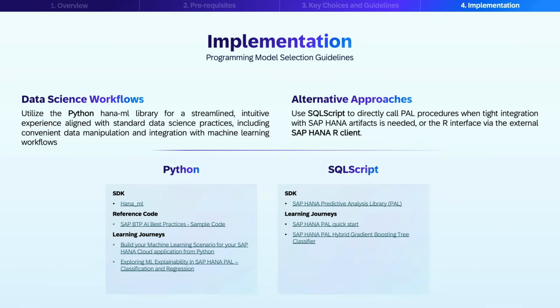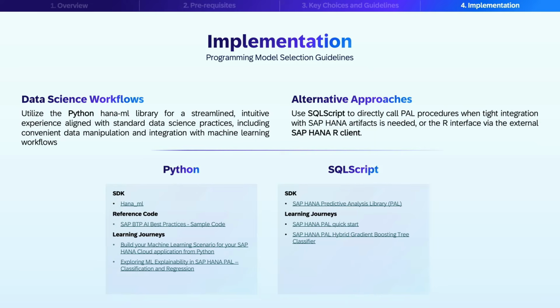Let's discuss implementation guidelines for selecting your programming model. For data science workflows, we recommend using Python with the HANA ML library, providing a streamlined, intuitive experience aligned with standard data scientist practice, including convenient data manipulation and integration with machine learning workflows. For alternative approaches, consider SQL script to directly call predictive analytics library procedures when tight integration with SAP HANA artifacts is needed. Now let's explore the specific implementation options for each programming model.